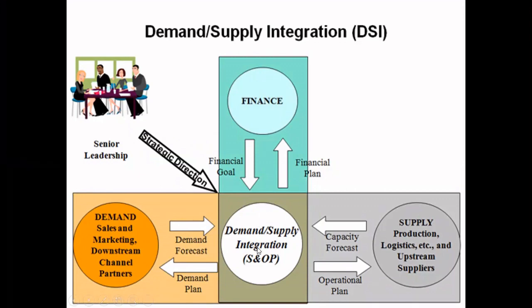Once this has been done, then automatically we can see that in demand you will have a lot of sales and marketing. In demand you can see a lot of downstream channel partners. In demand you can see a lot of demand forecast or demand plan, and a lot of forecast or operation plan. When the supply, production, logistics, and upstream suppliers are all possible, then you people can understand how this can come together effectively on one single platform. So this is a very important part of integrated forecasting as far as today.